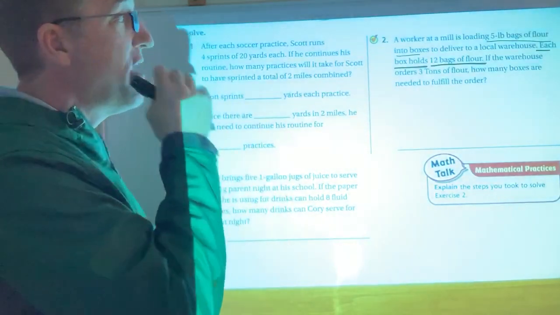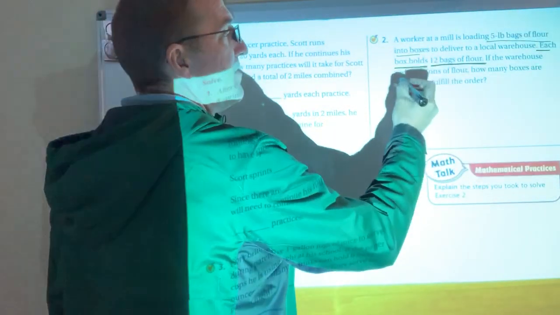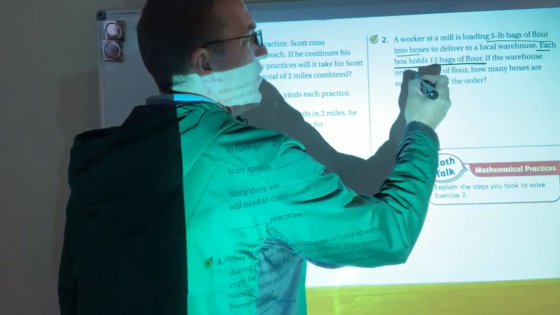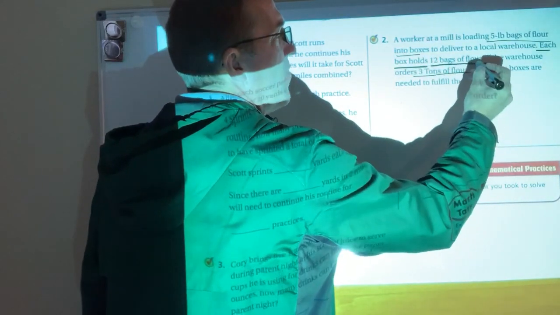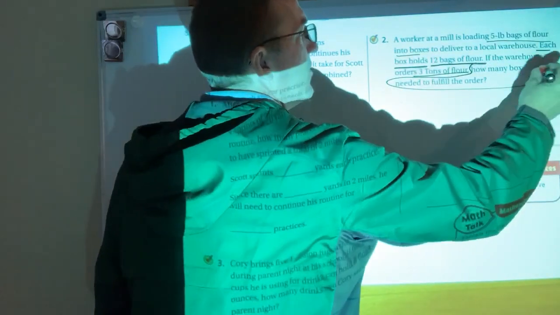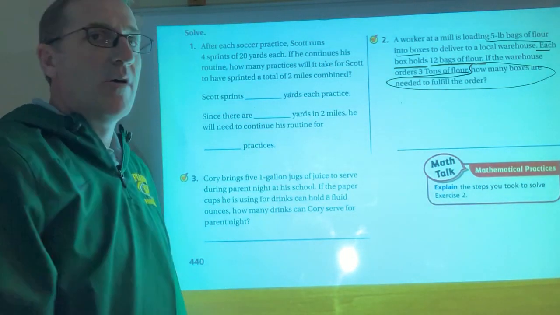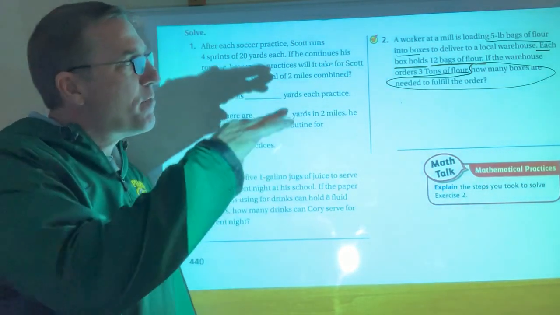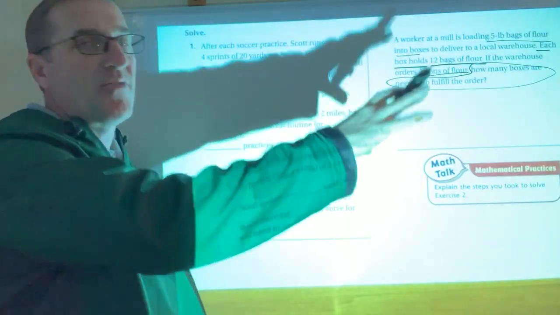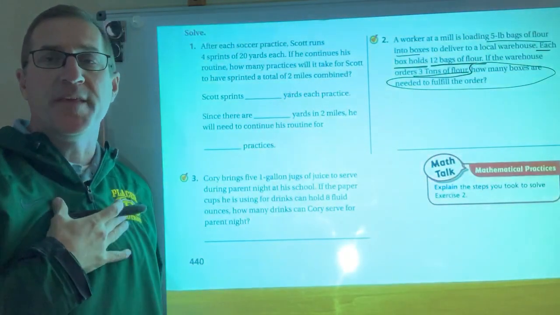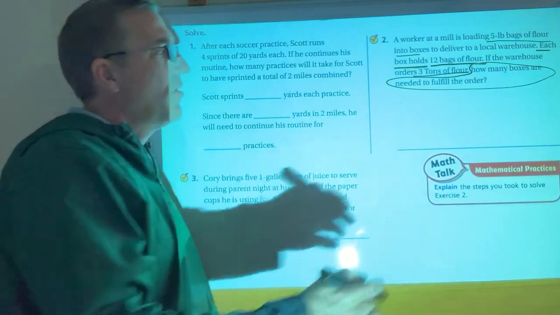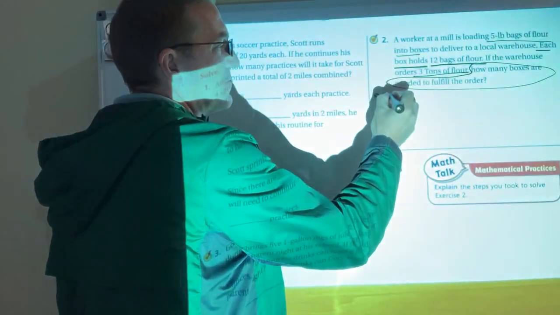All right, if the warehouse orders 3 tons of flour, so I've got 3 tons of flour, how many boxes are needed to fill the order? That's the question I'm being asked here. So when I go to pounds, I've got to figure out how many pounds are in a box. It's going to be my number one thing. I've got to start right there. So I'm going to go box.